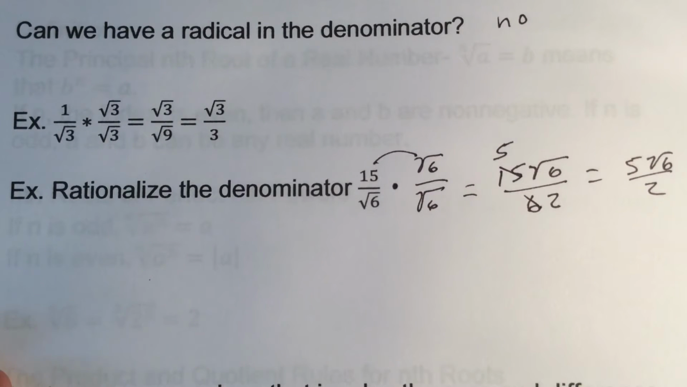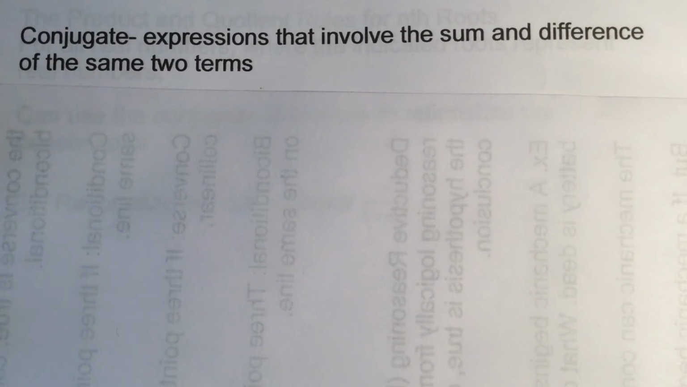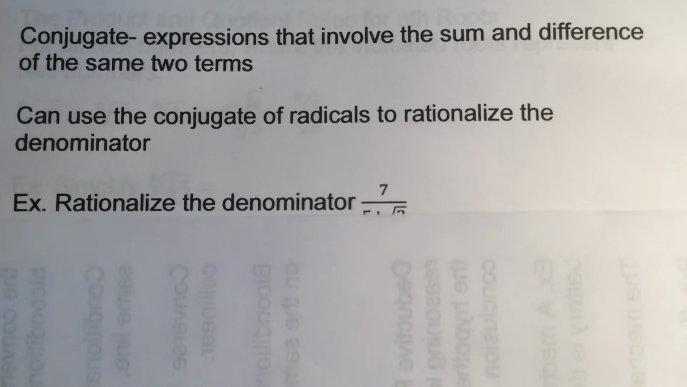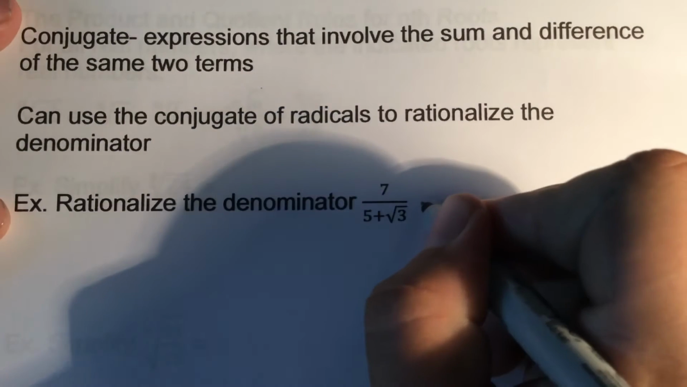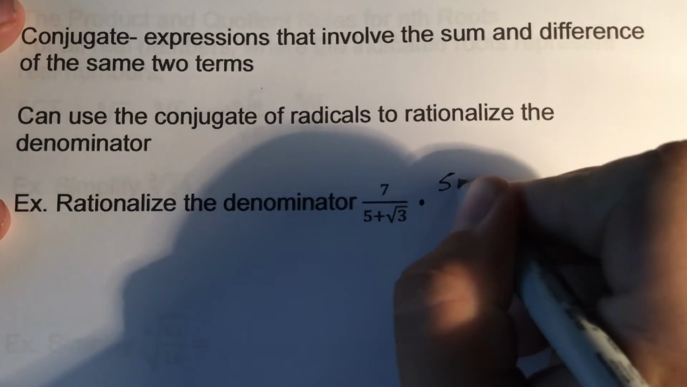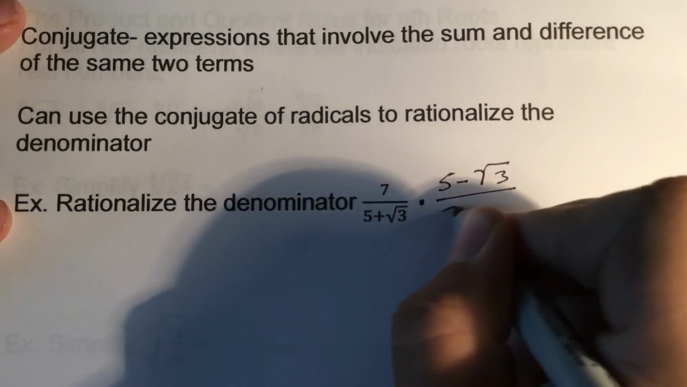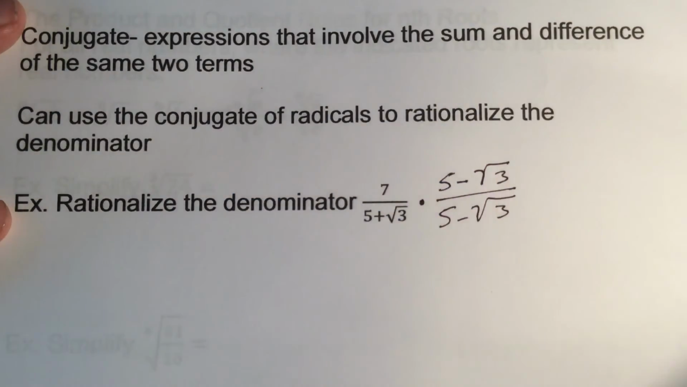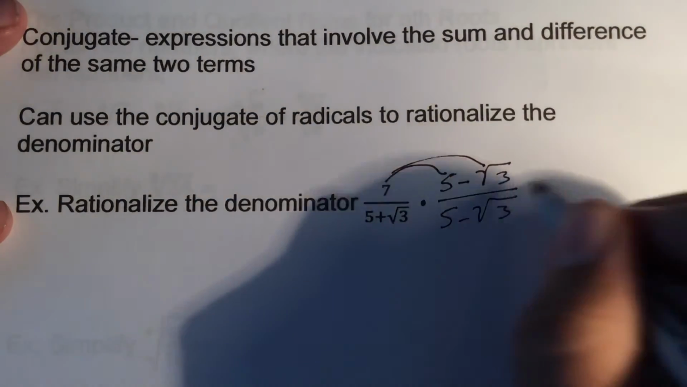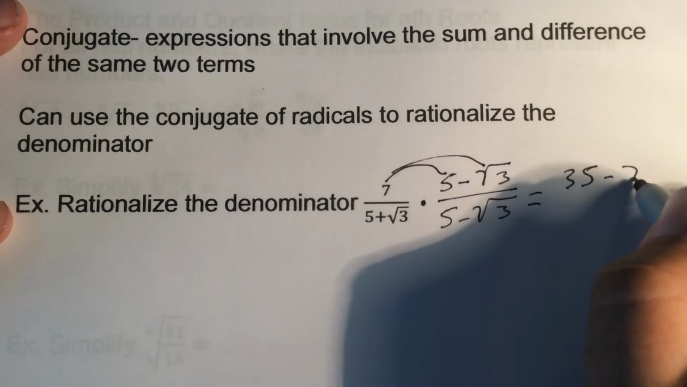Now, that's just if it's a single square root on the bottom. If we have two terms with a square root on the bottom, we have to use the conjugate, which is basically the sum and difference of the same two terms. So we use the conjugate to rationalize when we have a binomial type of situation on the bottom here. So we would take this times its conjugate of 5 minus the square root of 3 over 5 minus the square root of 3. So up top we distribute the 7. So we get 35 minus 7 square root of 3.